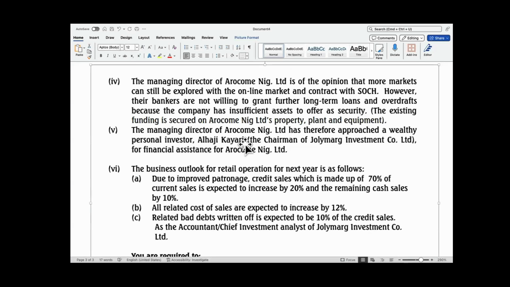And Alhaji Kyari, who is the chairman of Jolimag, is considering a potential investment in Agrocom. And you work with Alhaji Kyari, you work with Jolimag. So you're supposed to analyze the performance and position of Agrocom. And when it comes to analysis, you have to use ratios. So how do you approach a question like this to ensure you maximize your mark?